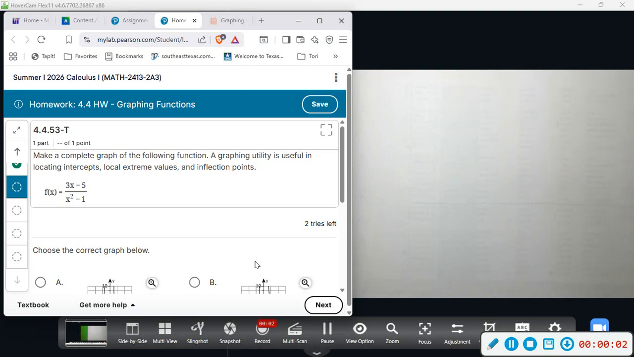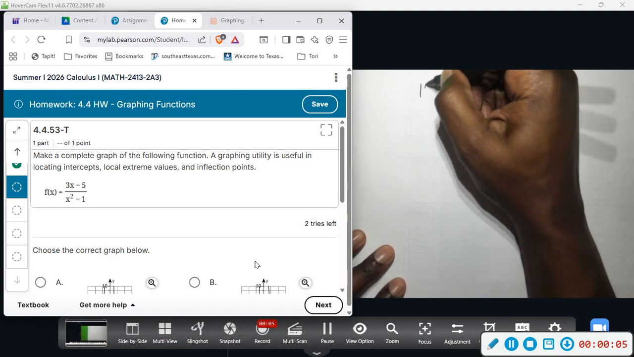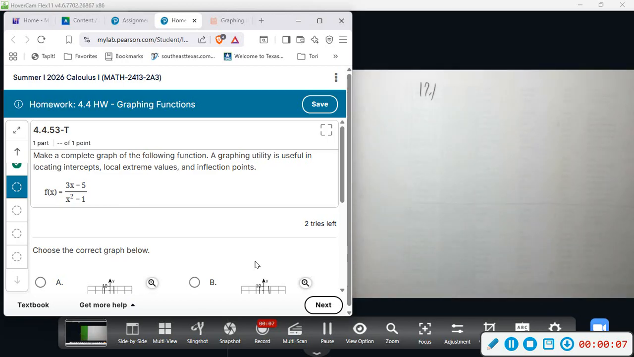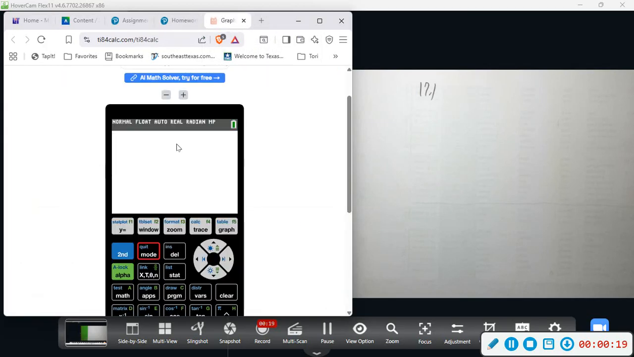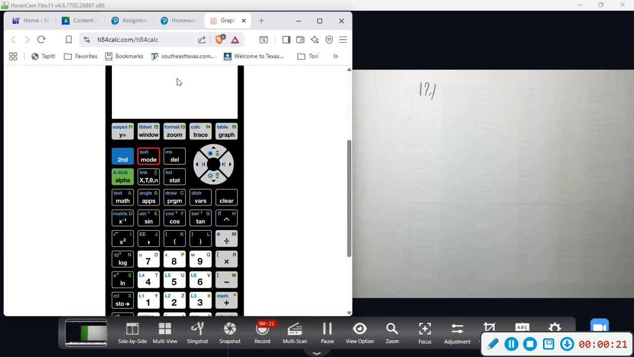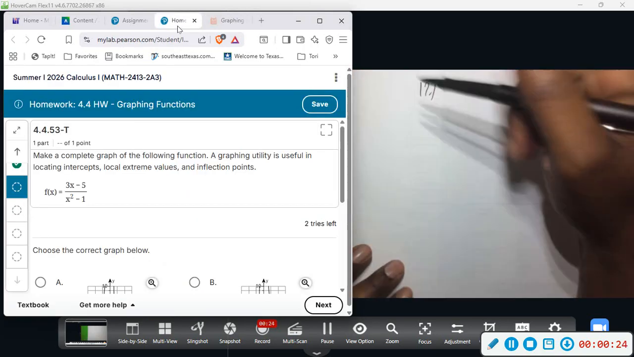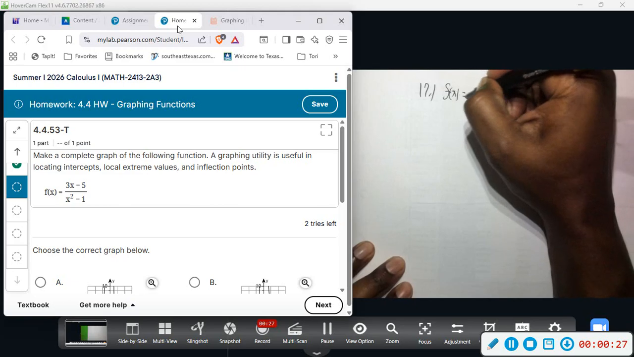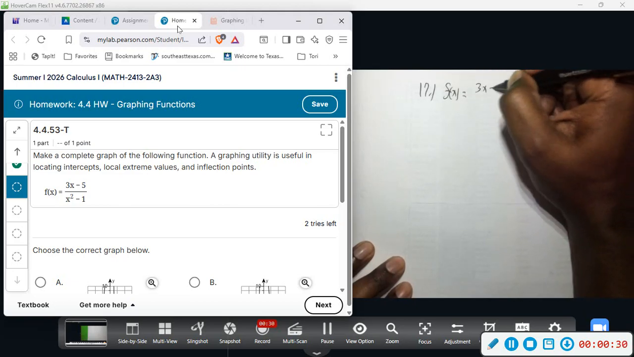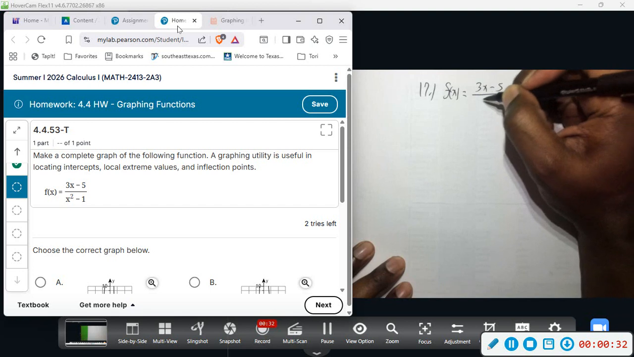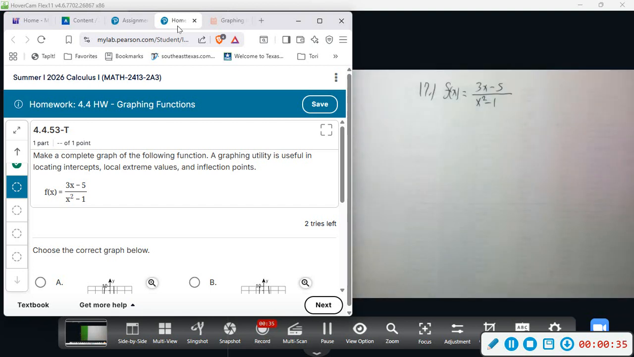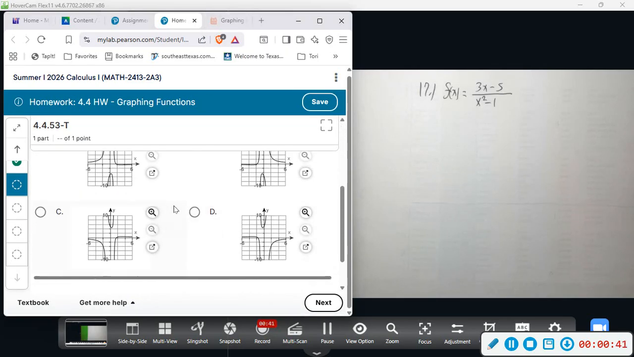All right, question number 17. We want to make a complete graph. It says use a graphing utility for locating intercepts, extremes, and inflection points. Let's use the graph just to kind of get some practice with that. Let me write that down so we can have it right here. All right, so we're going to graph this one, and then we'll be able to pick the correct one.